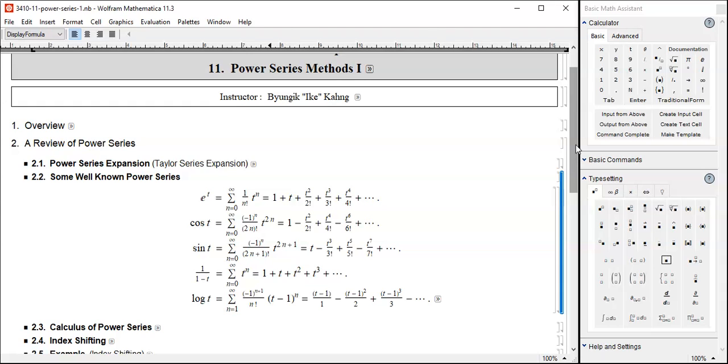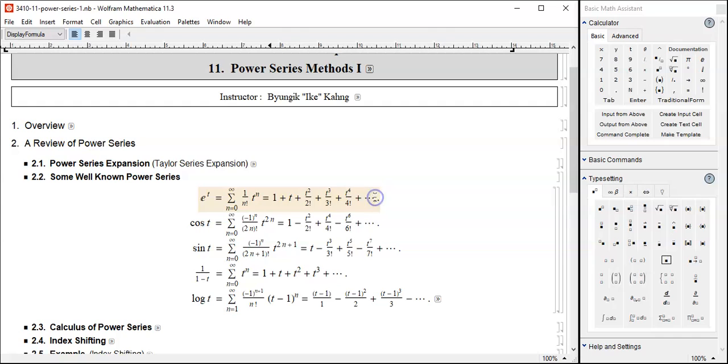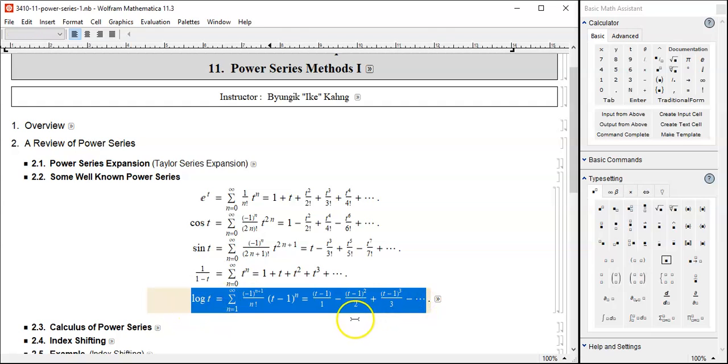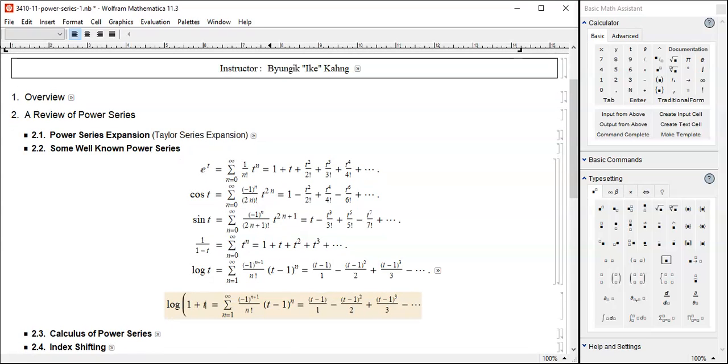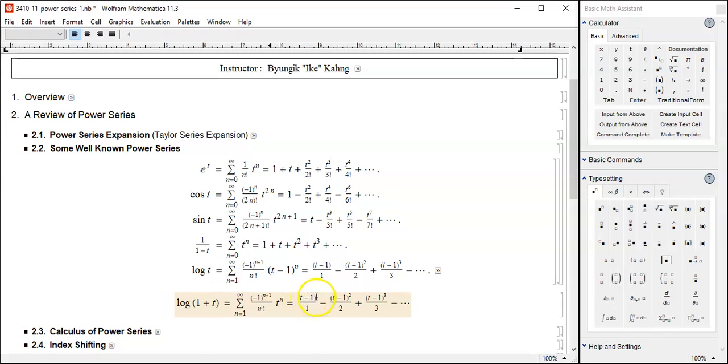Here are some examples of well-known power series: exponential function, cosine function, sine function, geometric series, and finally the log function. I hope everybody remembers. Maybe the last one is a little bit new to you, because this is not the kind of form that we used to do in calculus. In calculus, we used to do it like this: log of 1 plus t, and then we used to get t to the nth power instead. Like this.